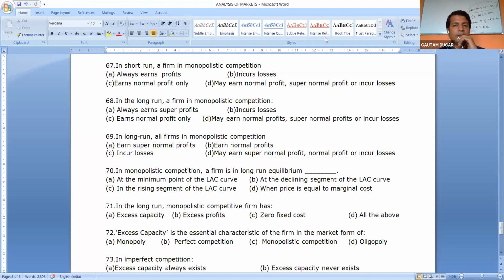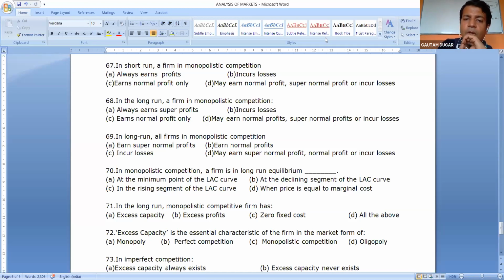So that is at the declining segment of the LAC curve. When the LAC curve is declining, at any of these points, the firm will have an equilibrium condition. That is correct, but the more specific answer is when price is equal to marginal cost, because in the long run we say the firm is having only normal profits. So the actual answer is D. Please judge the options carefully.